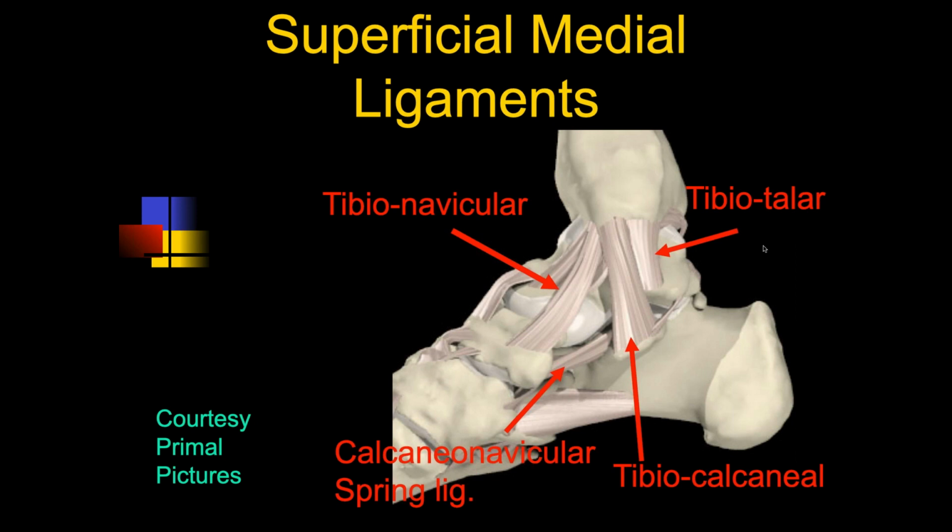If we look at the superficial ligaments, there's the tibionavicular. I'll show one example of a torn tibionavicular. This is one that we typically don't evaluate. It tends to be thin and a little bit difficult to see by imaging criteria. The tibiocalcaneal, which is important, goes to the tibiotalar back here, and then the calcaneonavicular ligament is down here.